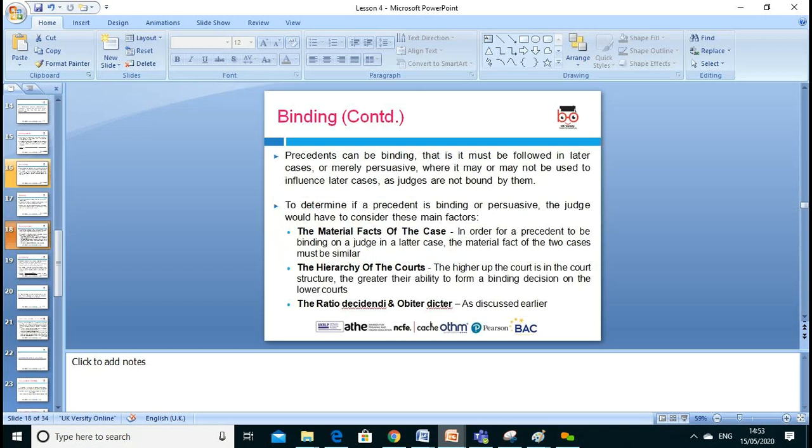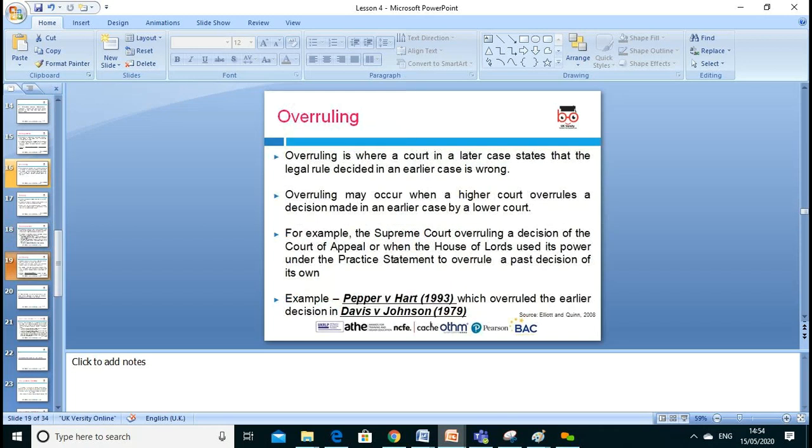So what can those be? The material facts of the case. We can look at the hierarchy of the court, which court gave the order. And we can look at the ratio, as we discussed earlier. So three points: the material facts of the case, the hierarchy of the court, and how much is ratio-wise and how much is factual.